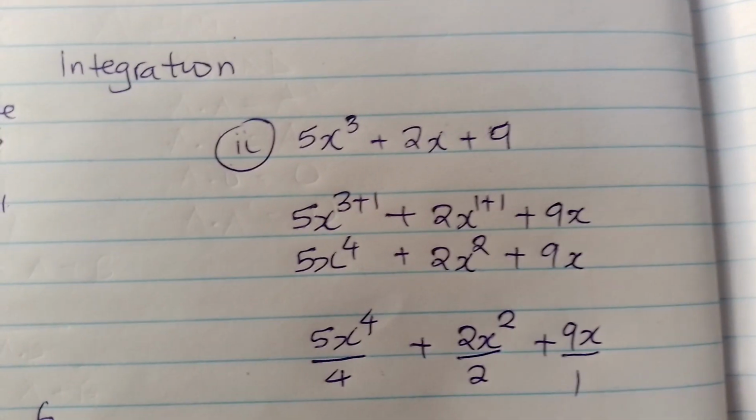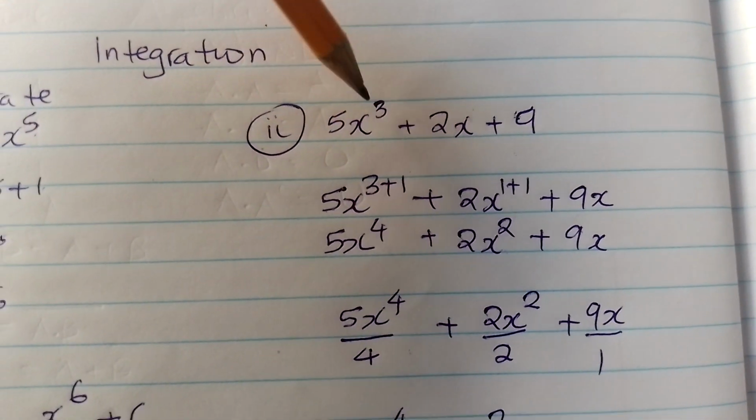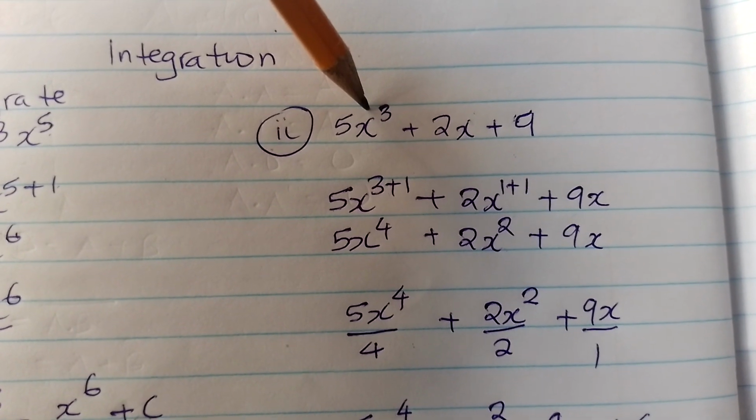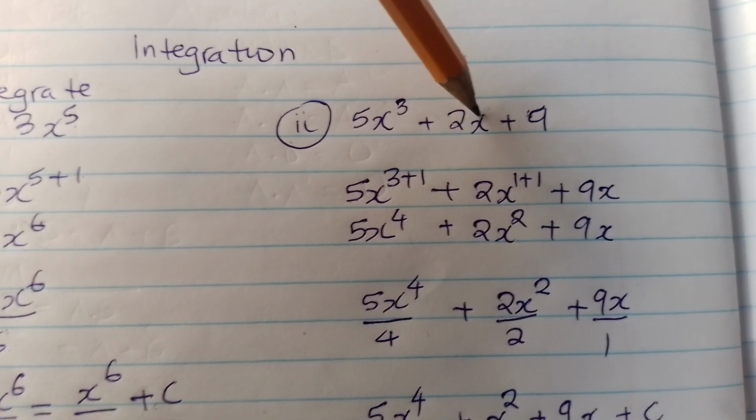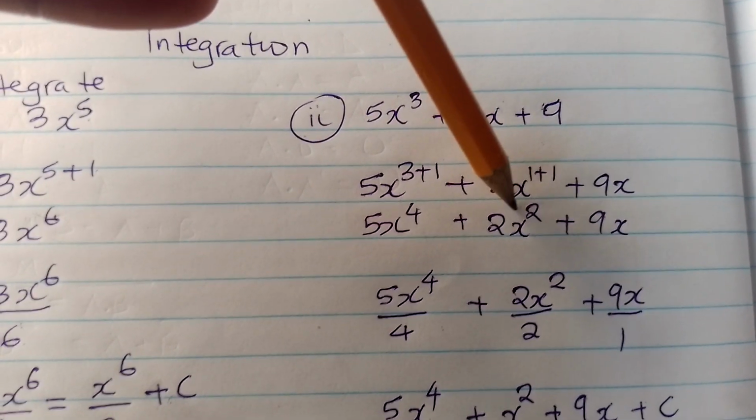The same thing, you have to add 1 to the power. In this case, I've got power 3, so add 1 to power 3. 1 plus 3 gives us 4. Here I've got power 1, so 1 plus 1 gives us 2.